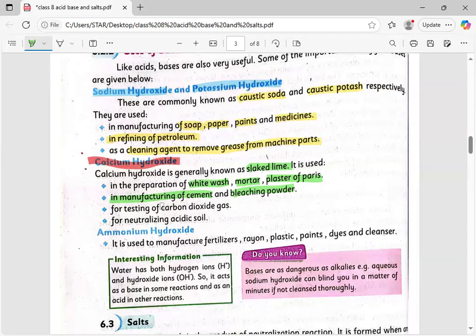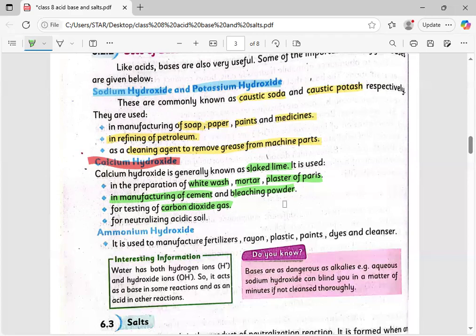For testing of carbon dioxide gas, remember that carbon dioxide is the gas that turns lime water milky. If the slaked lime water is transparent, not a milky solution, whenever it comes in contact with carbon dioxide gas, this gas turns that liquid to a milky solution. It changes its color to a milky texture. So it is used for the testing of carbon dioxide.